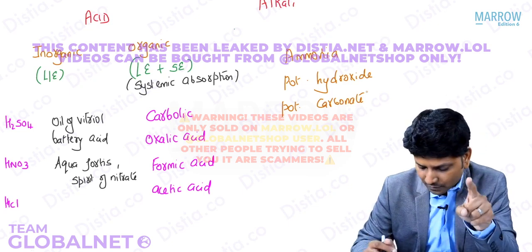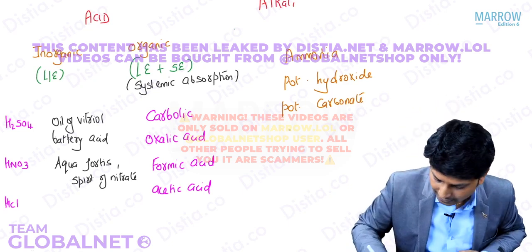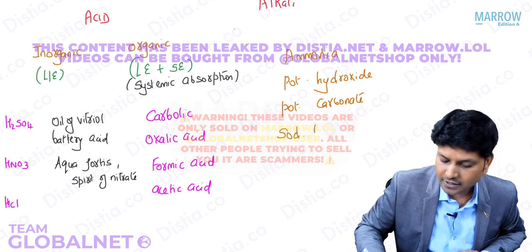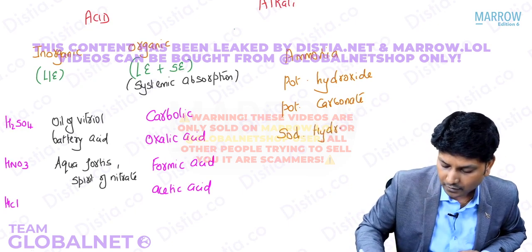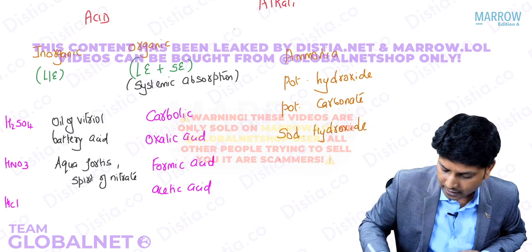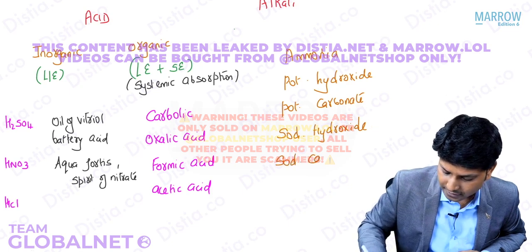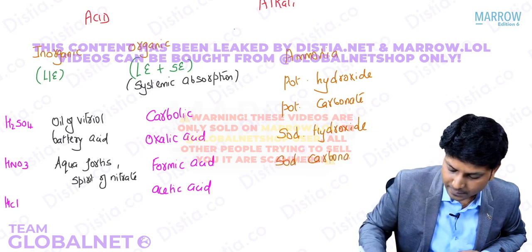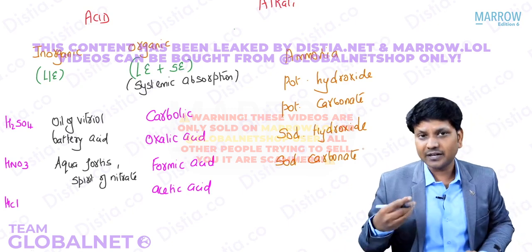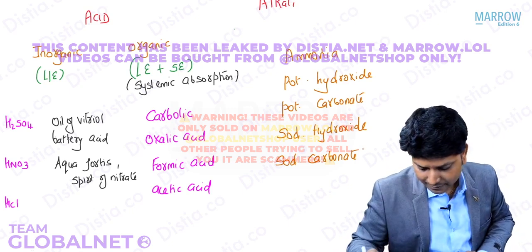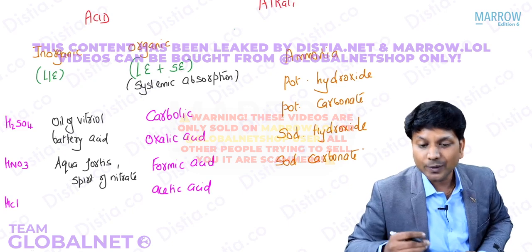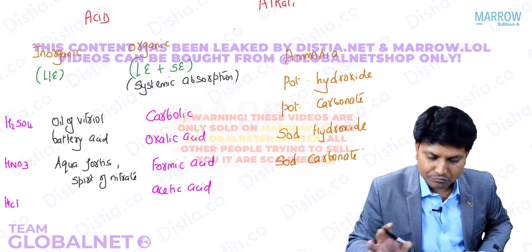So potassium carbonate is an alkali. You can also think about sodium hydroxide and sodium carbonate. These are all the examples that you have to keep in mind. They can give you examples, particularly in the examination, in matching type: which is an acid, which is an alkali. You need to match appropriately.